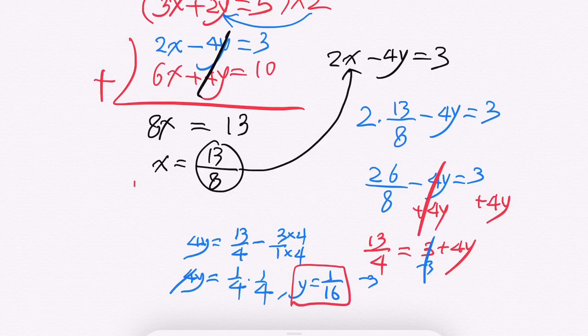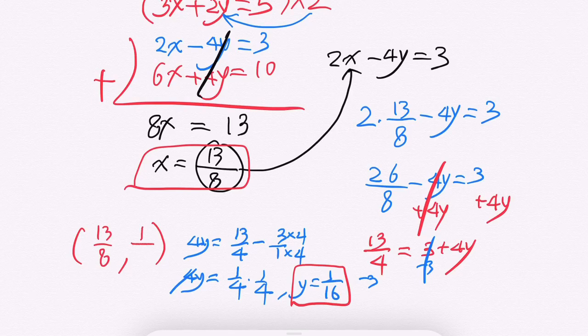I found the x value, which was 13 over 8. And then I found the y value by plugging that number into one of the two given equations. 2 times 13 over 8 minus 4y equals 3. And then I solve this equation for y, I got 1 over 16. So what is the answer? Usually we use what? Ordered pairs. So 13 over 8 and then 1 over 16. This is the final answer.